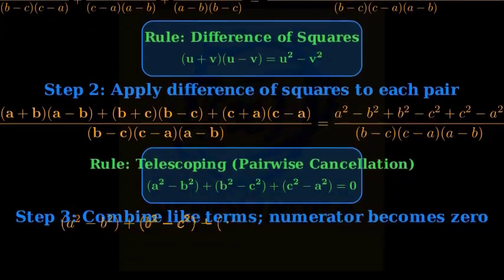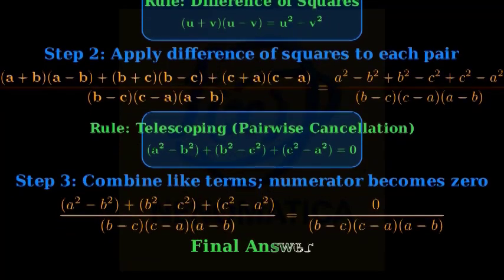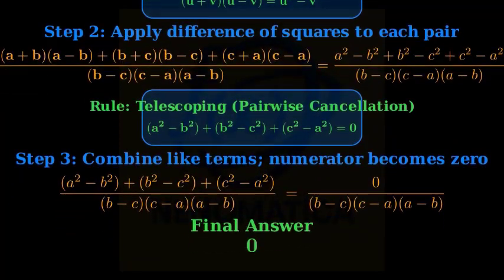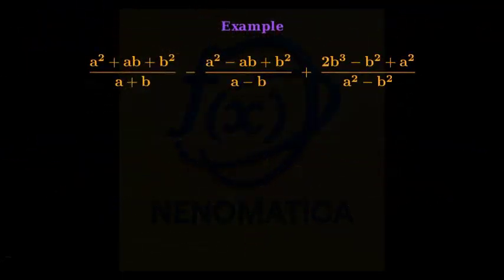A squared cancels with negative a squared, b squared cancels with negative b squared, and c squared cancels with negative c squared. The entire numerator collapses to 0. Finally, 0 divided by any non-zero denominator is simply 0. That completes the simplification. Here is the problem statement in bold orange.